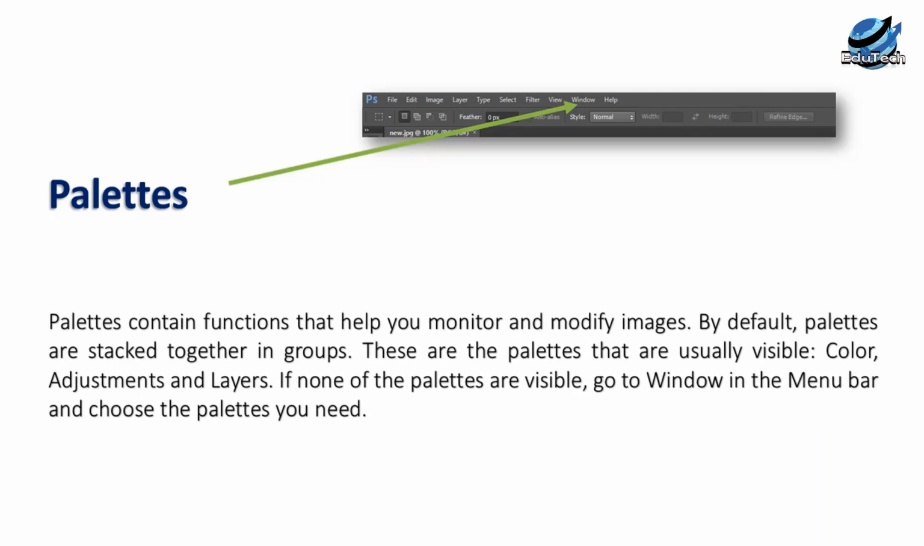Palettes. Palettes contain functions that help you monitor and modify images. By default, palettes are stacked together in groups. These are the palettes that are usually visible: color, adjustments and layers. If none of the palettes are visible, go to Window in the menu bar and choose the palettes you need.